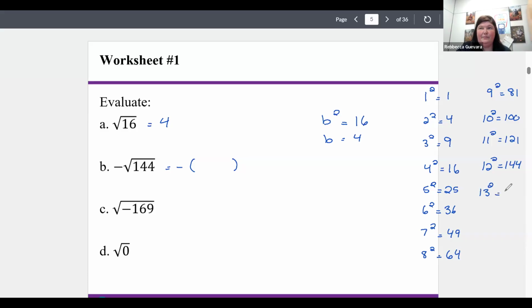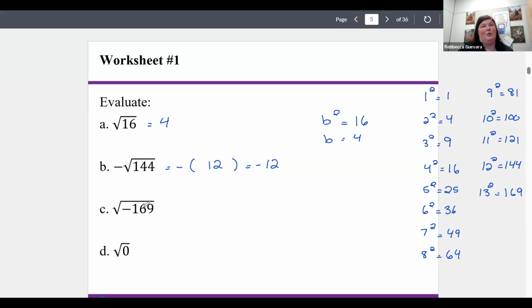And just because this is a common one too, 13 squared is 169. Usually don't go more than this. Usually 12 is the maximum. But we see here, if I take 12 and square it, I get 144. The square root of 144 would just be 12. The negative is out front, so my answer here is just negative 12. So negative square root of 144 is equal to negative 12.